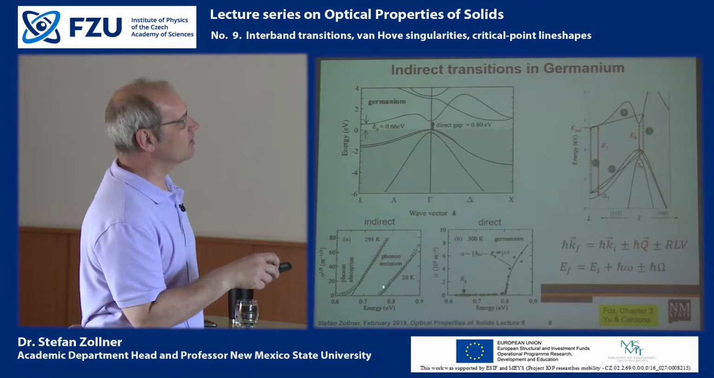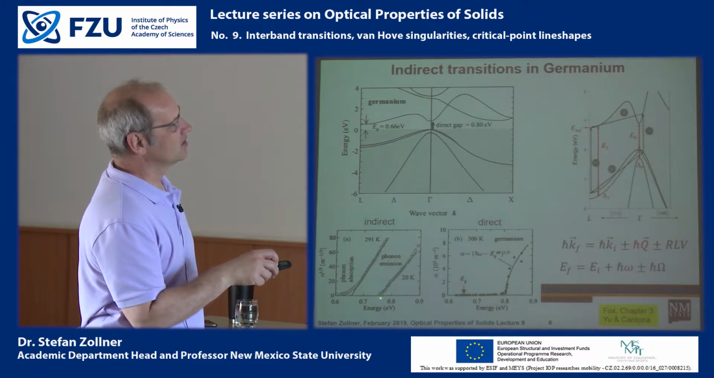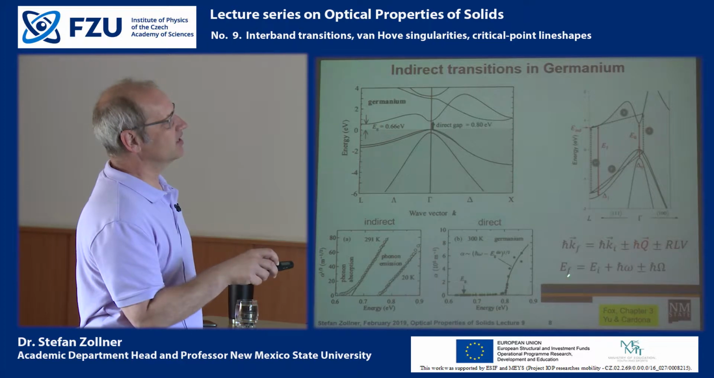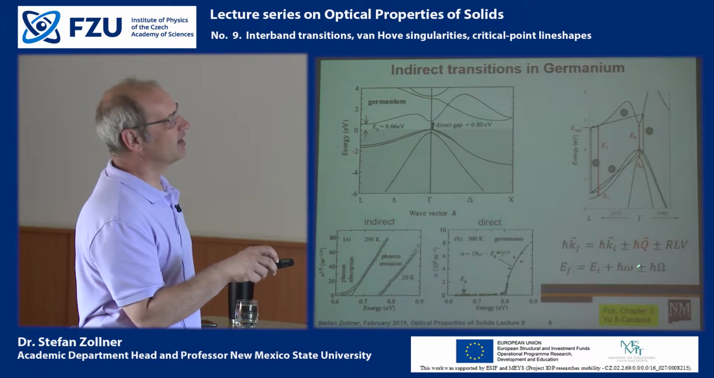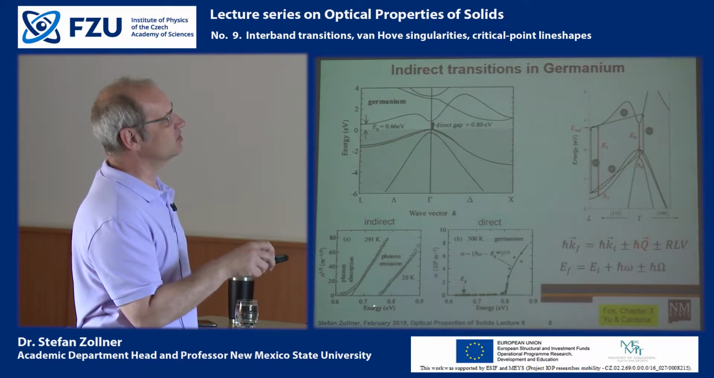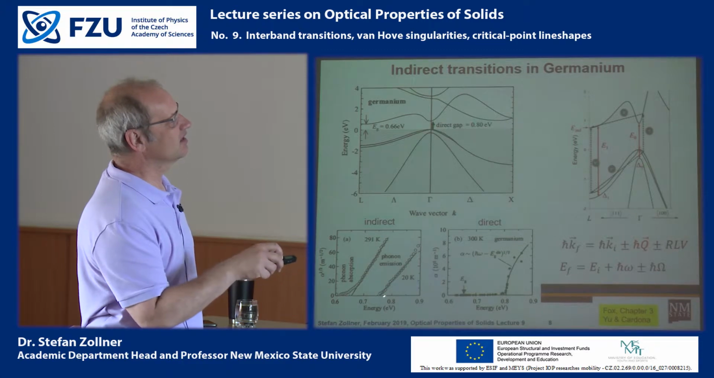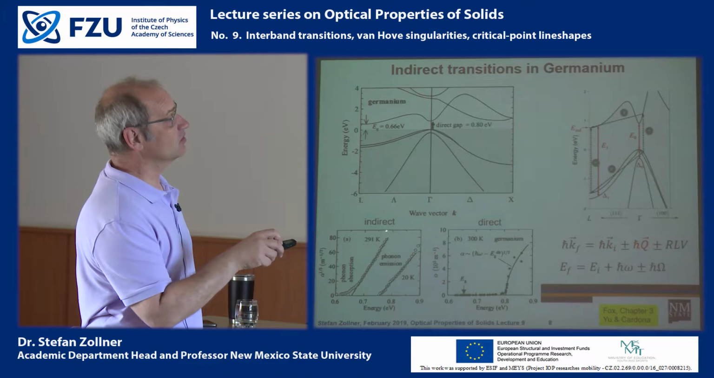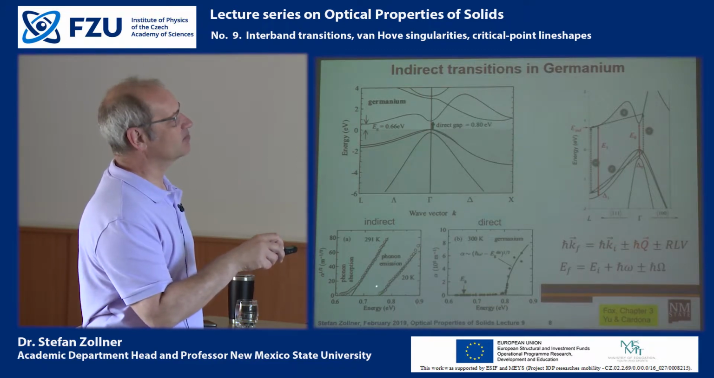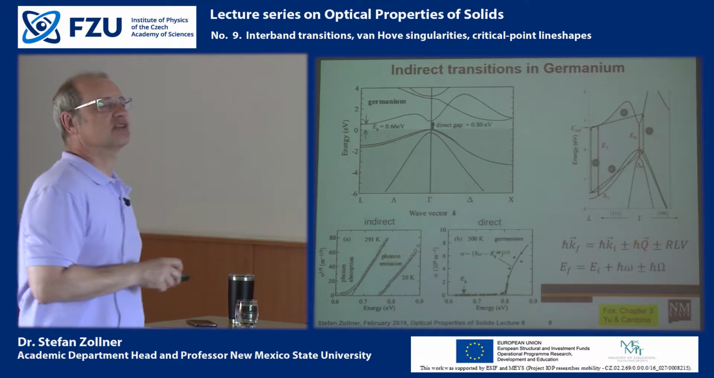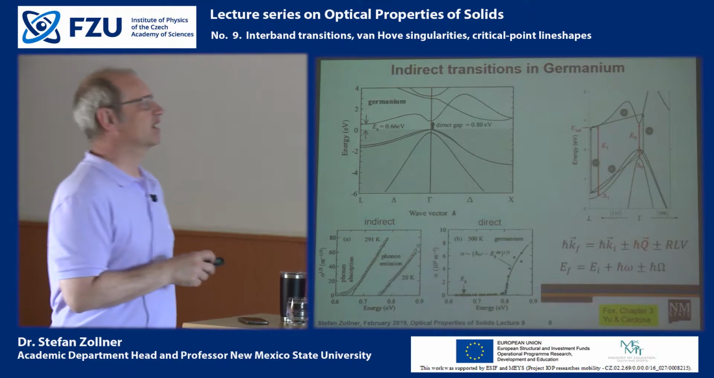But remember, now we have to consider that the final state energy is actually the initial state energy plus the photon energy plus or minus the phonon energy. So this is not exactly the band gap, but the band gap needs to be shifted in order to take into account that the energy here is the band gap plus the phonon energy. So we need to subtract the phonon energy in order to get the actual band gap.